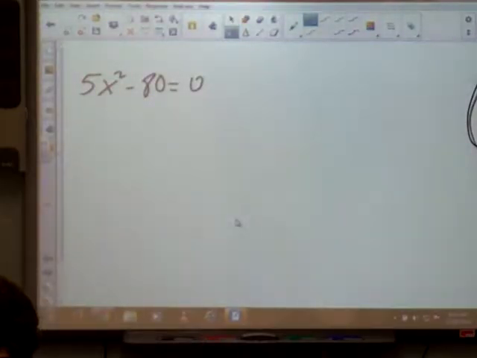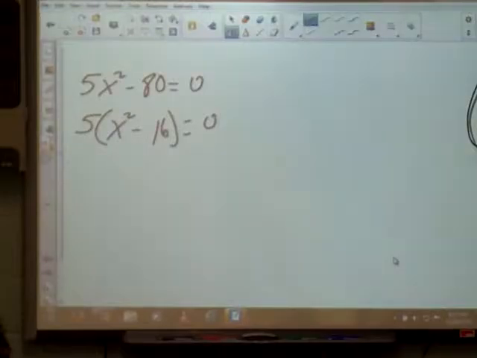How about 5x squared minus 80 equals 0? Now, this is actually my favorite kind. It's a little bit shorter. Remember, first step in factoring is to check for a GCF. There is one. What? 5, right? Everybody okay on that? So I'm going to divide that whole thing by 5. What's 80 divided by 5? 16. Good job.